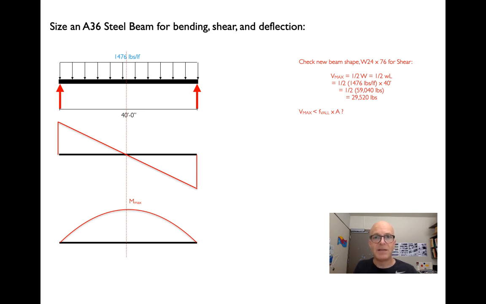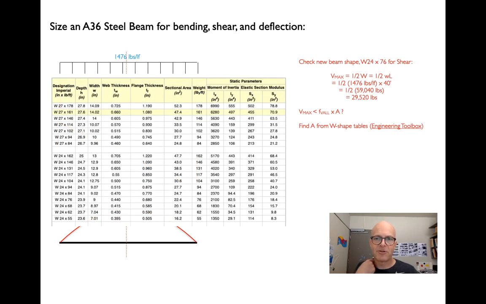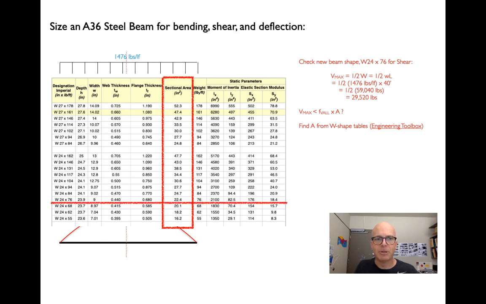We now need to see whether that is less than the allowable stress in shear. For steel, it's 12,000 times the cross-sectional area. So we find the cross-sectional area from our W-shaped tables. We go to Engineering Toolbox, or we go to AISC. We look up sectional area, and here we're looking at a W24 by 76. We find that the cross-sectional area of that is 22.4 square inches.